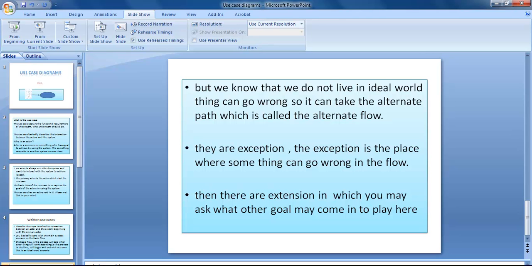Now what are extensions? Then there are extensions, in which you may ask what other goals may come into play here. Suppose most people go to the ATM, and whenever they go to the ATM, they withdraw money. In the end, the ATM asks you whether you want to print a receipt. That is an extension. It is giving you an extra facility, but it may or may not print the receipt depending upon the answer you provide.